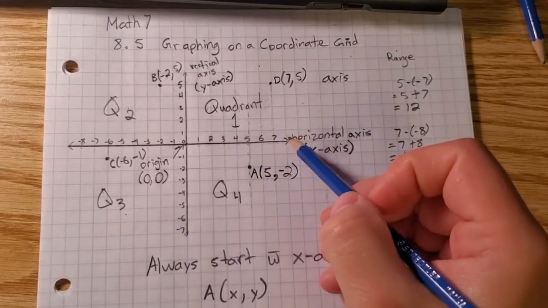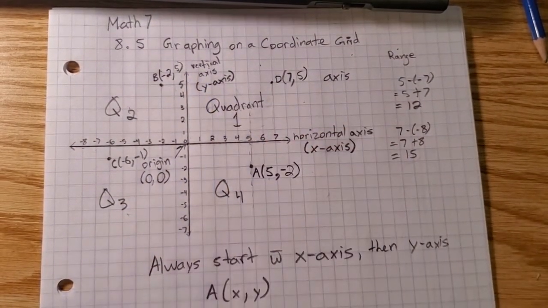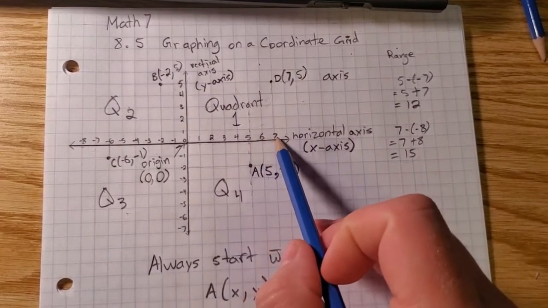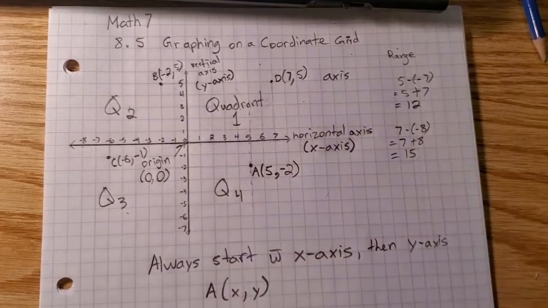You're going to notice some people draw arrows on their axes at the end. You don't need to have them. I like drawing them just to make sure it's clear that, hey, this could keep going to 8 or 9 or 10 and so forth.